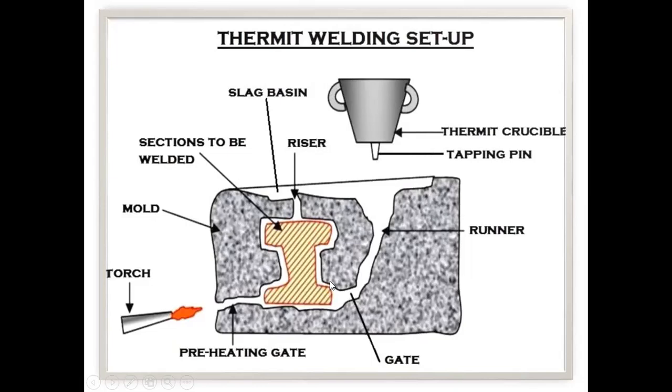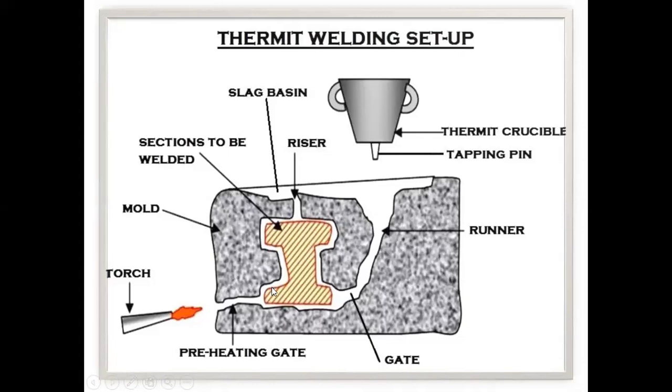You see that with the help of this torch, preheating is done. This is called a preheating gate. Before releasing the molten metal, the part it reaches is at room temperature, while the metal is at very high temperatures, maybe 1000 or 2000 degrees centigrade. This will cause a temperature difference, a temperature gradient. It might lead to cracks, etc. This is why preheating is done with the help of the torch.